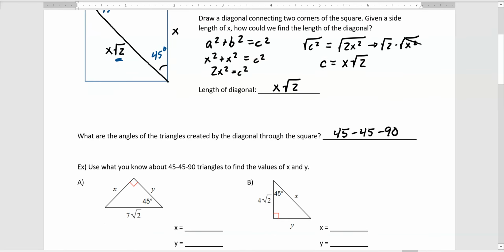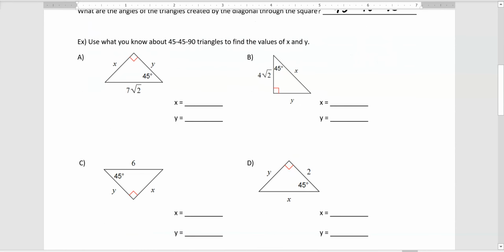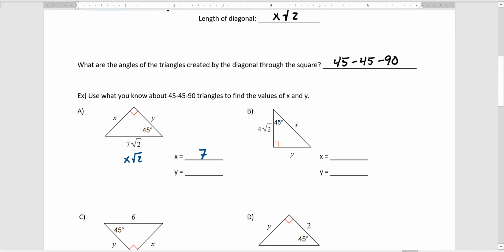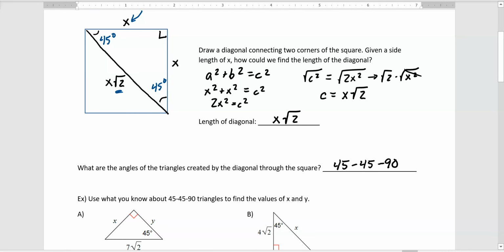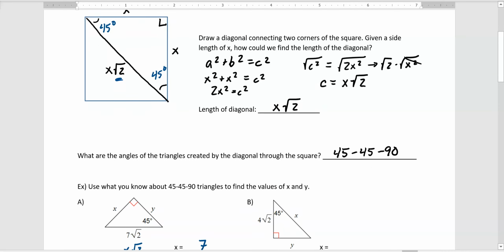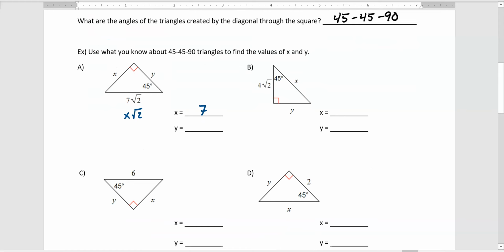So let's use what we know to find the values for x and y. If I look at letter A here, this is my long side. So this is 7 root 2. So I can think of this as x root 2. So what is x then? If this is x times root 2, well, x must be 7. And notice in our 45, 45, 90 triangle, the short sides are equal. So that means y must also be 7.